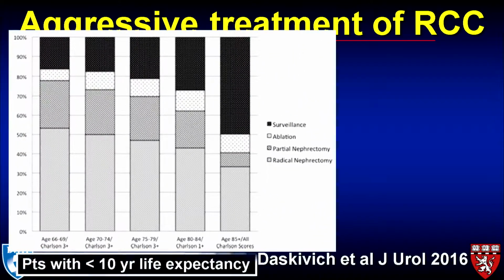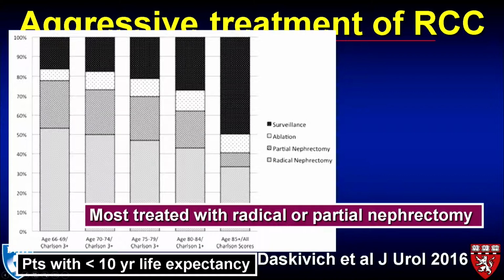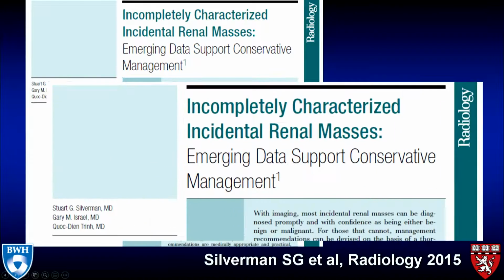This is just a study of patients with less than 10-year life expectancy, well over 66. This is patients of age 85 and older, and you can see that most patients are treated with a radical or partial nephrectomy. Okay, it's only until you start getting into patients over the age of 80 do you get active surveillance shown here in these black bars being used of any considerable amount.